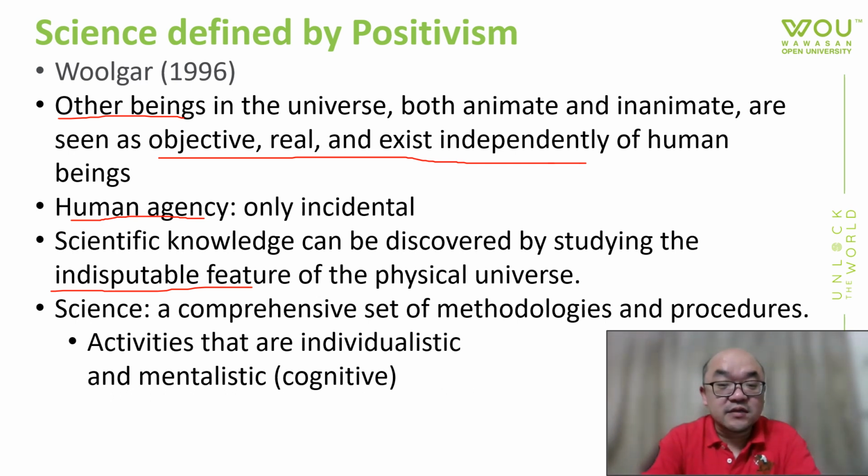Science evolved into a set of comprehensive methodology and procedures which you use as tools in order to find out what the reality of the world is. In psychology particularly, you're focusing on activities that are individualistic and mentalistic, like cognition and behavior. That is the science, particularly in terms of psychology, that is defined by positivism.